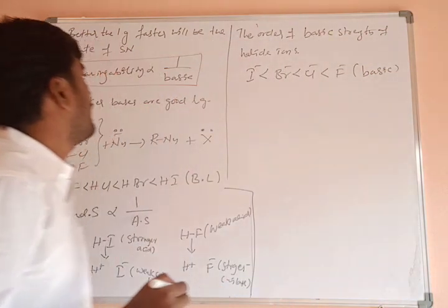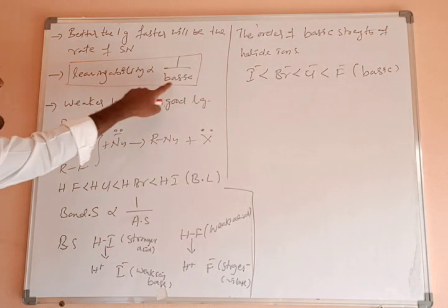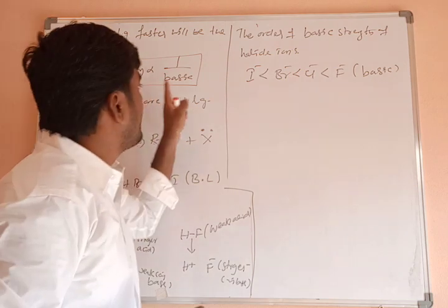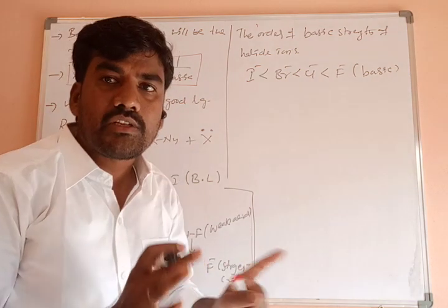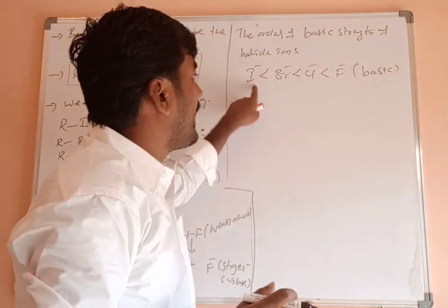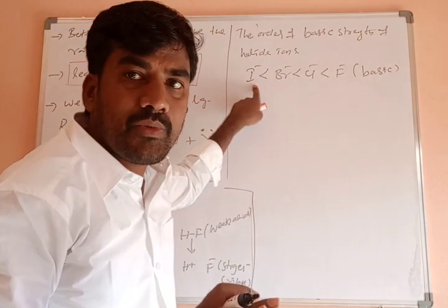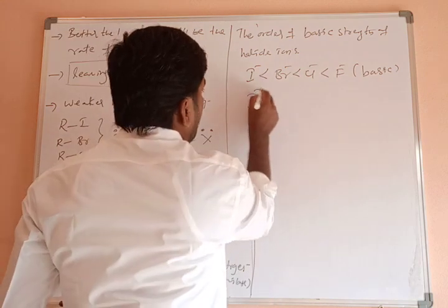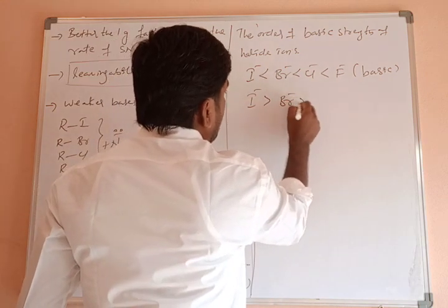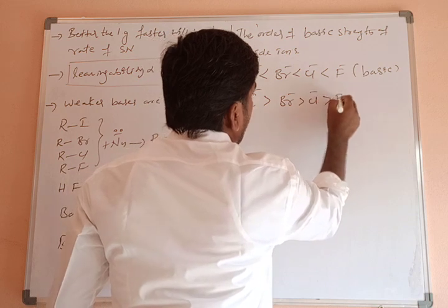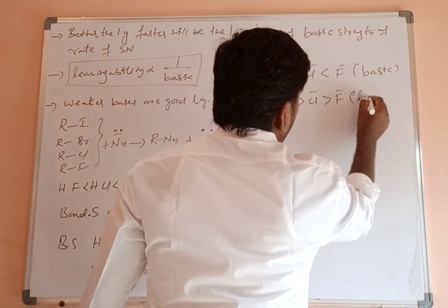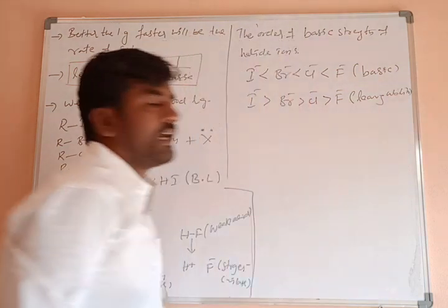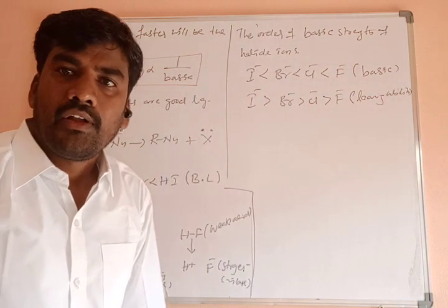Basic strength and leaving ability are both inversely proportional. Among these, I minus is the weakest conjugate base, and a weakest base is a good leaving group. So the leaving ability is I minus greater than Br minus, greater than Cl minus, greater than F minus. This is the leaving ability of halide ions.